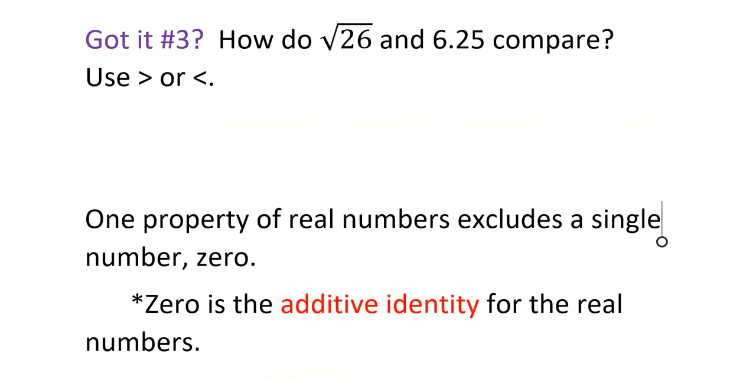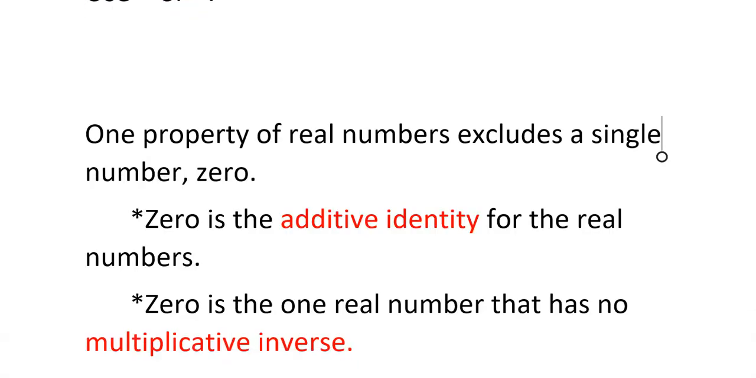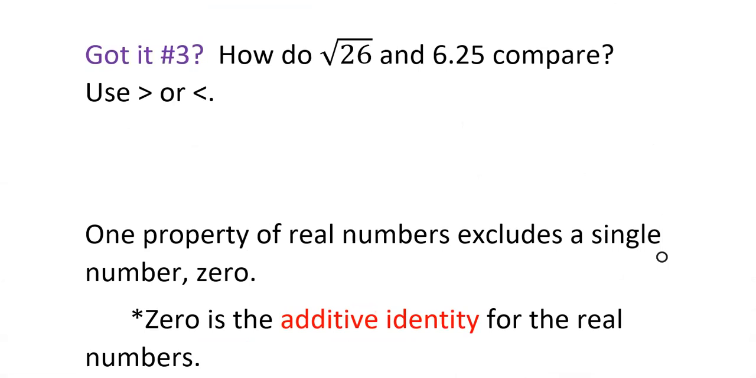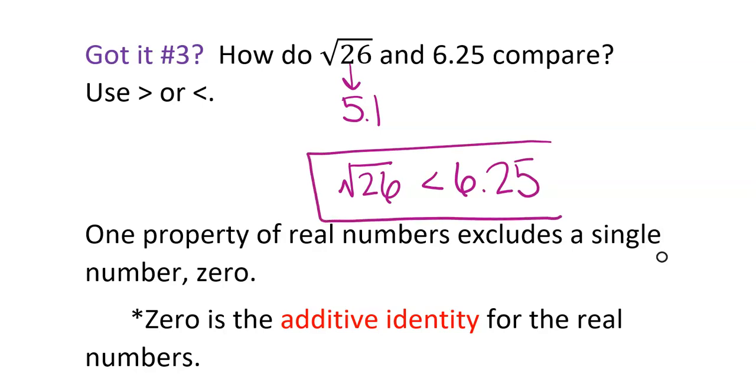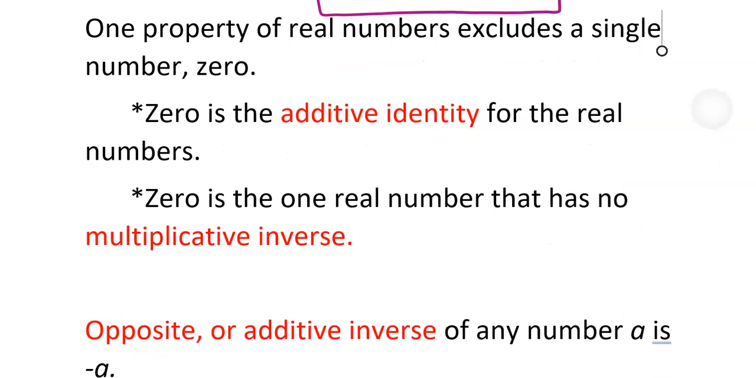Got it, question number 3. You can pause, try it yourself, and check it out. So square root of 26 is about 5.1, which is less than 6.25. So the square root of 26 is less than 6.25. They would compare this one to the square root of 25, which is 5. But again, just go directly to your calculator.